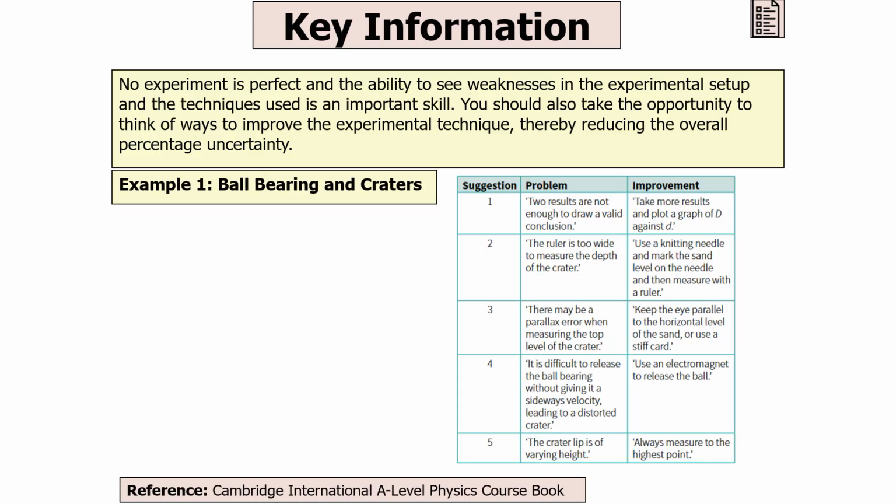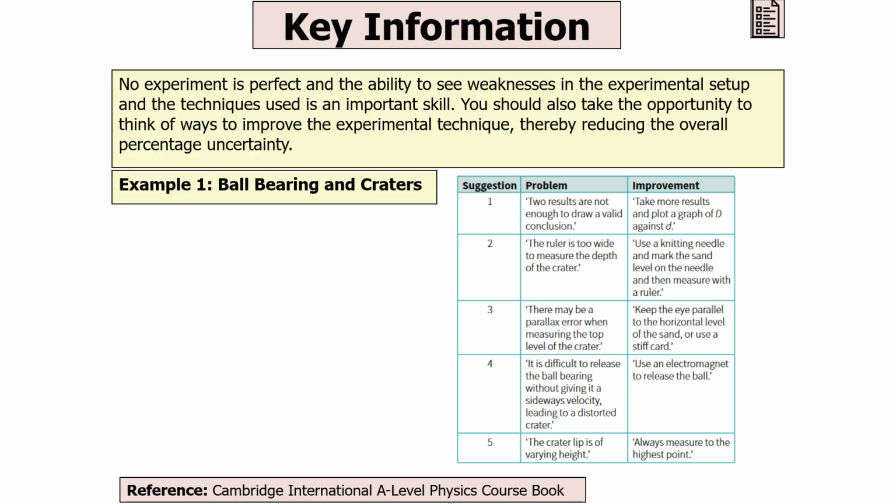So for example, if you drop ball bearings and measure the radius of the craters produced, or the depth of the crater produced, a problem could be two results are not enough to draw a valid conclusion. So you would say take more results and plot a graph of D against D. The ruler is too wide to measure the depth of the crater, so you could use something else. For example, an improvement could be to use a knitting needle and mark the sand level on the needle and then measure with a ruler.